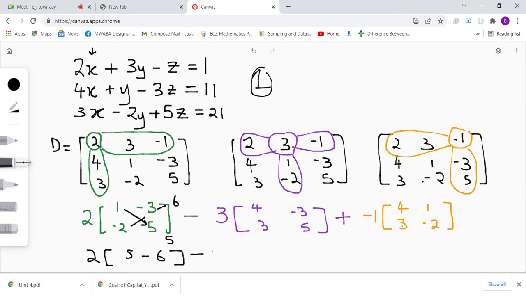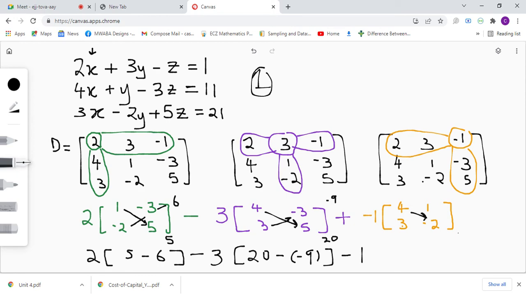Okay. Then we go to our next one. We have negative 3 here. We'll do the same process. 4 times 5, that's 20. 3 times negative 3, that's negative 9. So in our brackets, we're going to say 20 minus negative 9. Okay, so we have a positive and a negative here. So positive and negative give you negative. So we'll say negative 1.